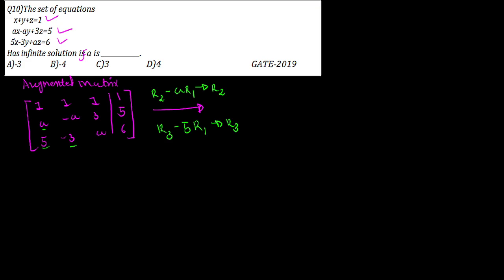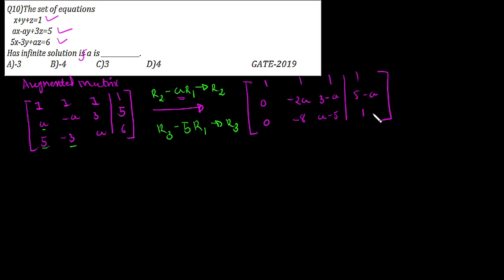After these two operations, let's put it here: the first row will remain as it is. In the second row, here we are getting 0, here minus 2a, here 3 minus a, and here 5 minus a, because we have multiplied the first row with negative a. In the third row, here we are getting 0, here 5 minus 5, minus 8, minus minus 3, so minus 8, here a minus 5, and here 6 minus 5 will bring me 1.